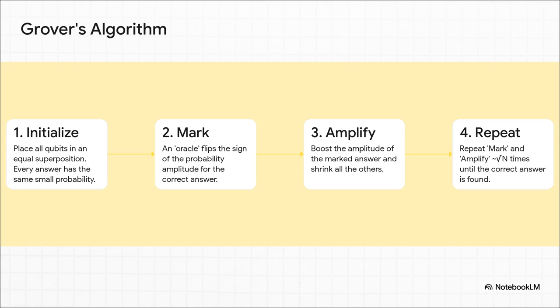The real magic happens in step 3, amplify. Another operation is performed that basically boosts the amplitude of that one marked answer while shrinking all the others. And you just repeat this mark and amplify dance about square root of n times. And with each step, the probability of the correct answer gets pushed higher and higher, almost to 100%.